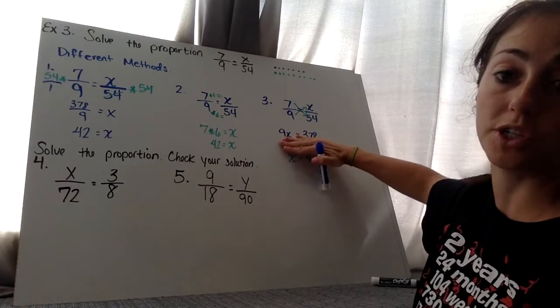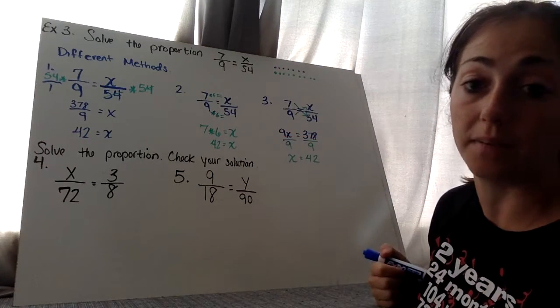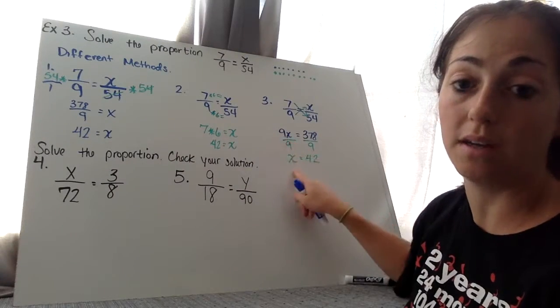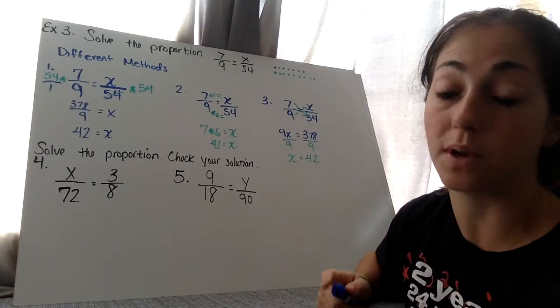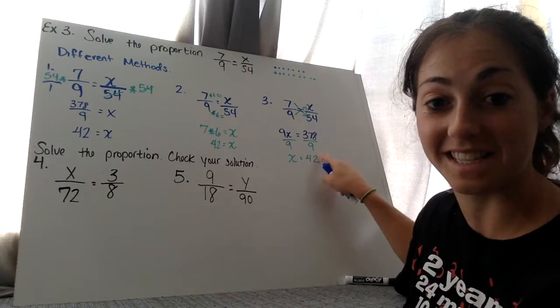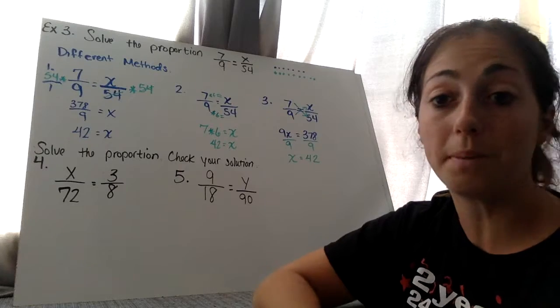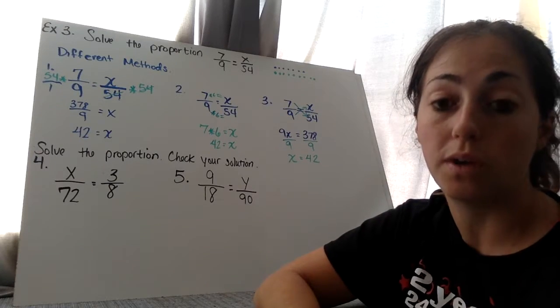Now I have this equation, 9x equals 378. Divide by 9 to undo this 9, and I have x equals 54. I'm sorry, x equals 42, as it is here. So therefore, in all 3 different ways, pick your best. Pick one that makes sense to you.